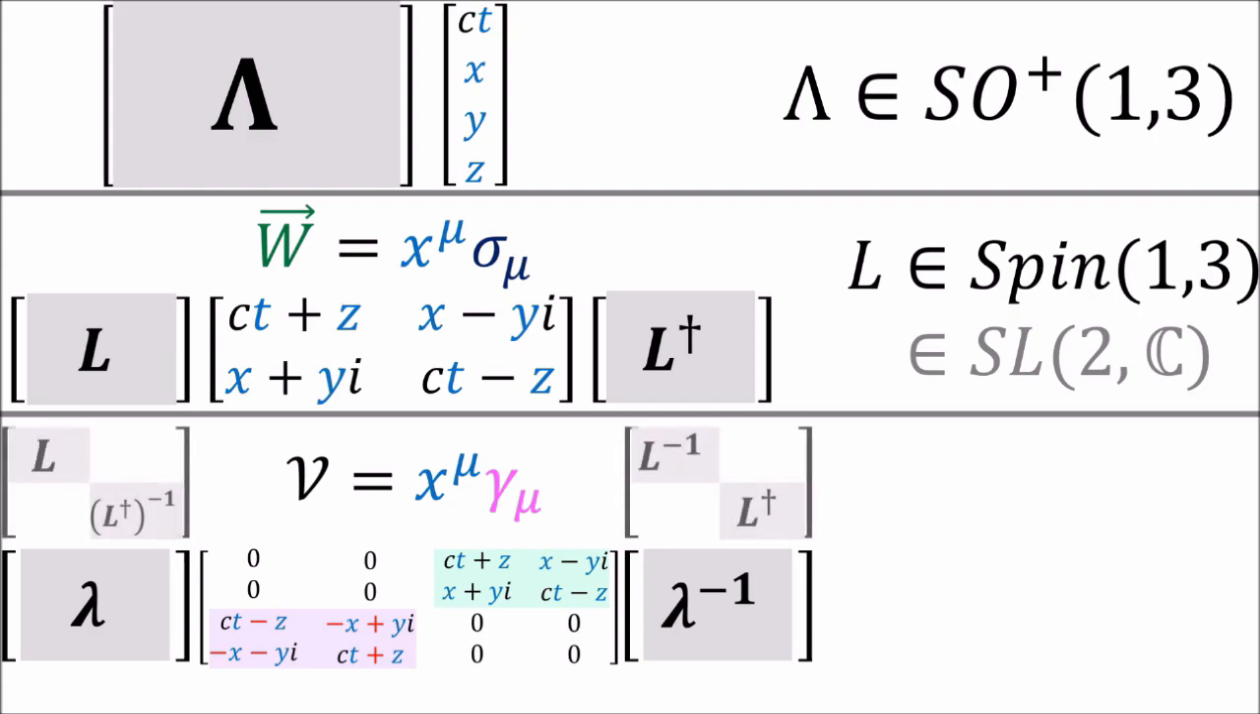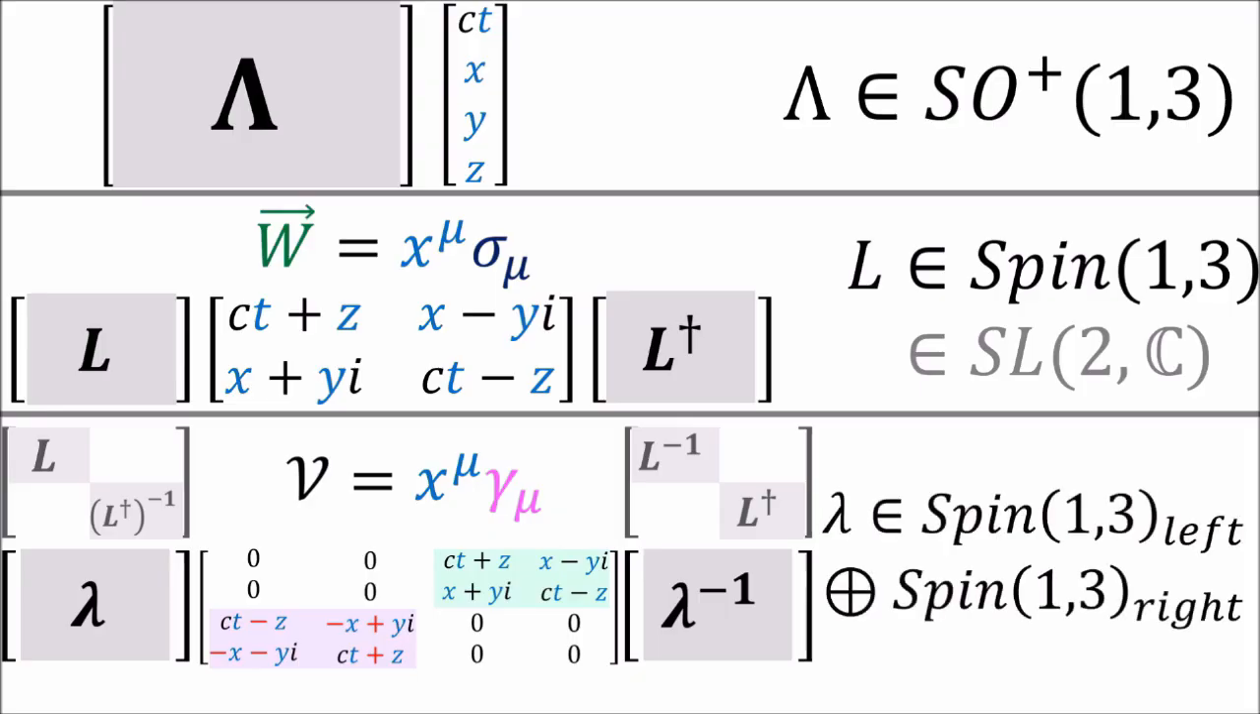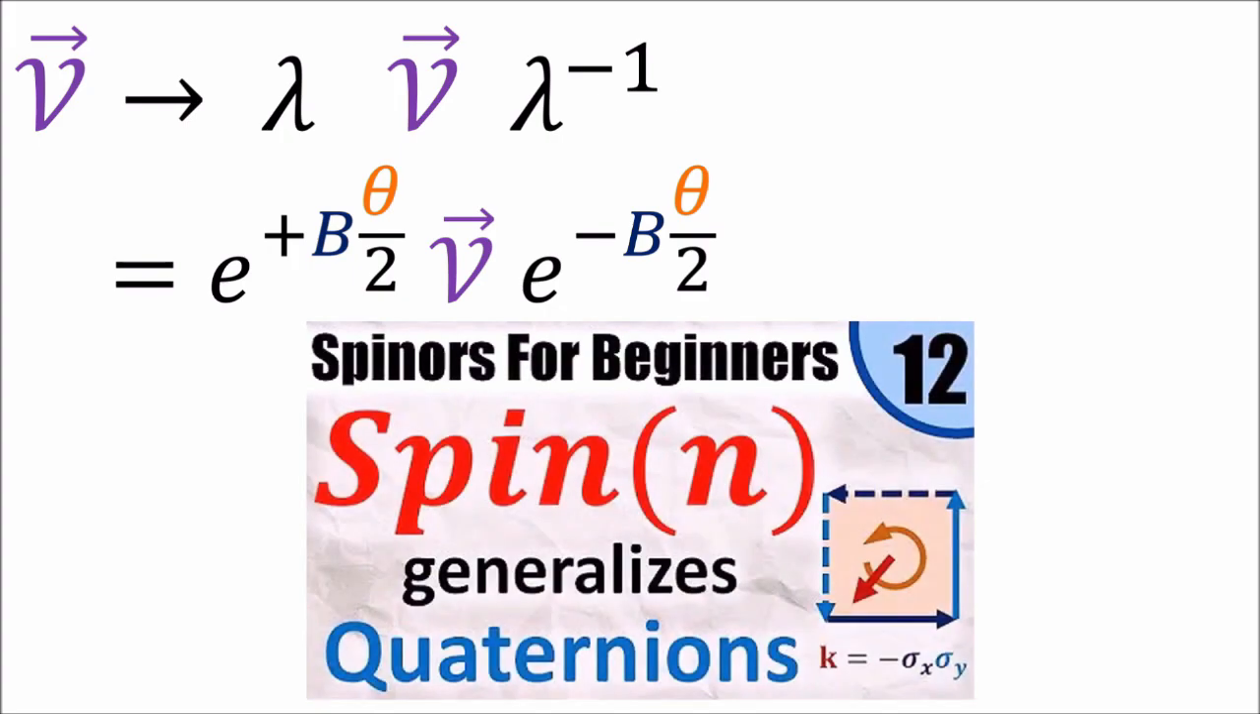These are block diagonal matrices containing the L transformations and the parity transformed versions of L in the chiral basis. We say lowercase lambda is the direct sum of a left spin(1,3) matrix and its parity transformed right spin(1,3) matrix. Now, all these explanations for Lorentz transformations involve a lot of components to keep track of, which is confusing. You may want to watch video 12 on spin groups for a more satisfying interpretation of these exponential formulas that's based on geometry and Clifford algebras.